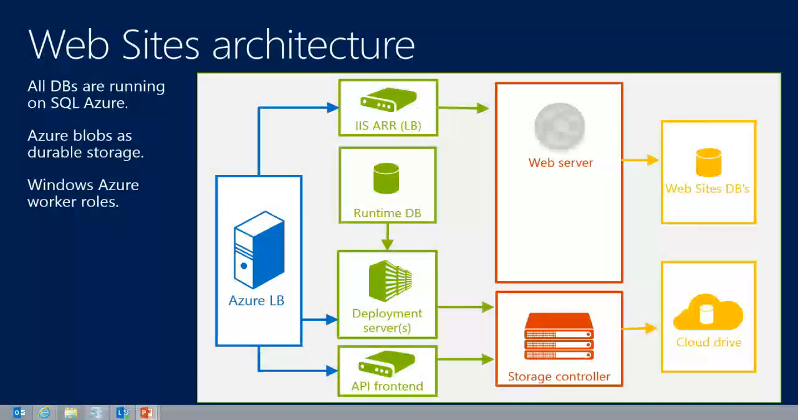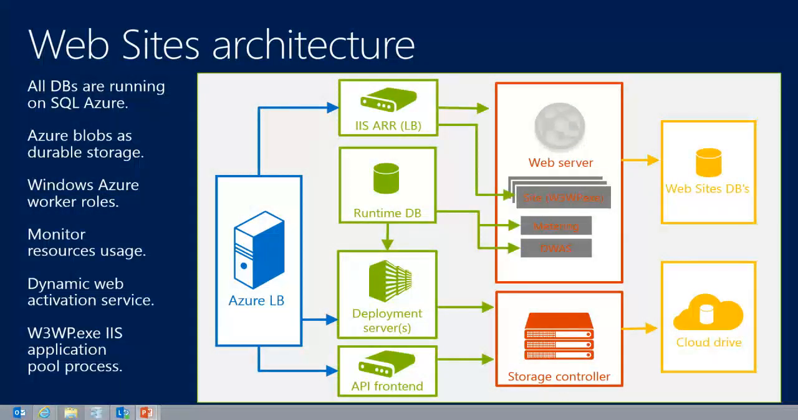So what does the architecture look like? I'm going to go ahead and just do the animation on this. So fundamentally, you've got an Azure front-end load balancer, right, that's routing your traffic. You've got an application request routing infrastructure there on the top. That's essentially an ARR library. You've got a runtime database that feeds into some deployment servers and an API front end.